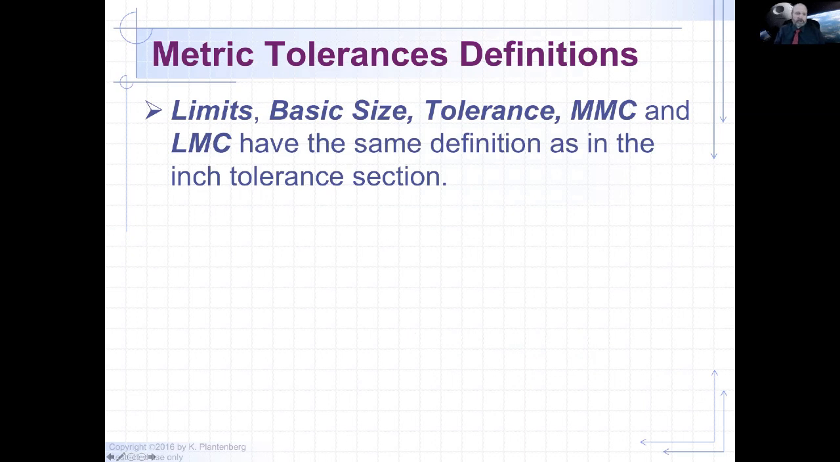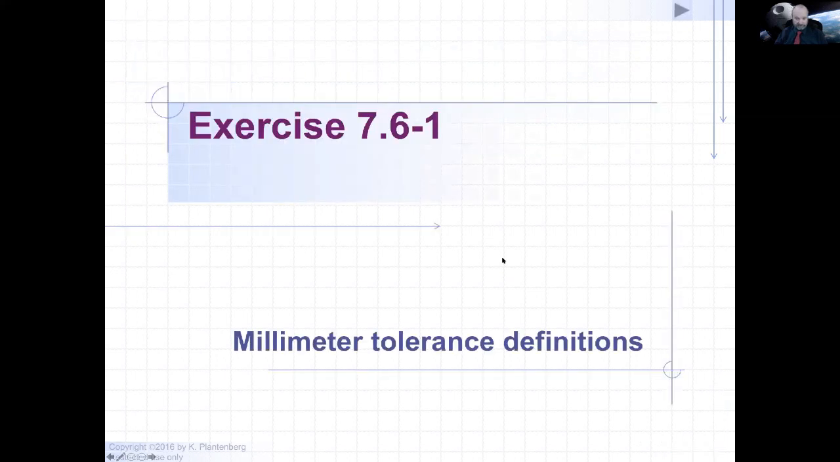Okay, so let's see, limits and basic size. We already know about that. We know about tolerancing and MMC, which is most material condition, and least material condition is LMC. Okay, so you've already seen that, and they have the same definitions in the metric part of this as it does in the non-metric part, the English part.